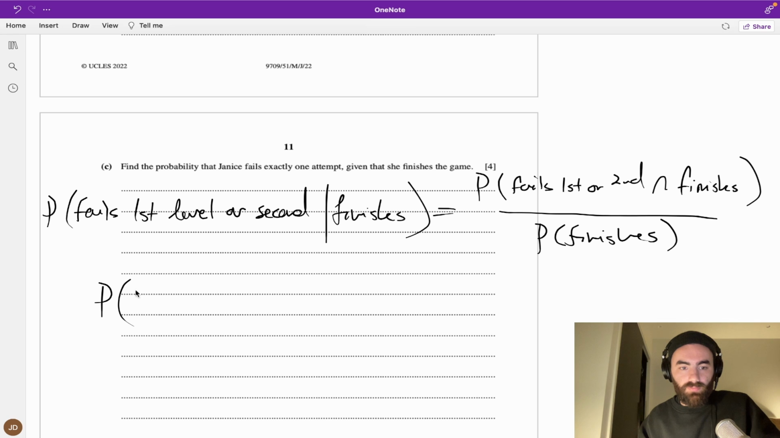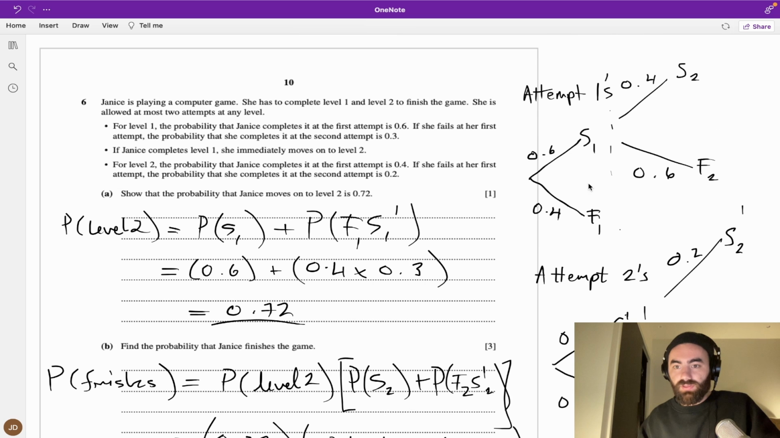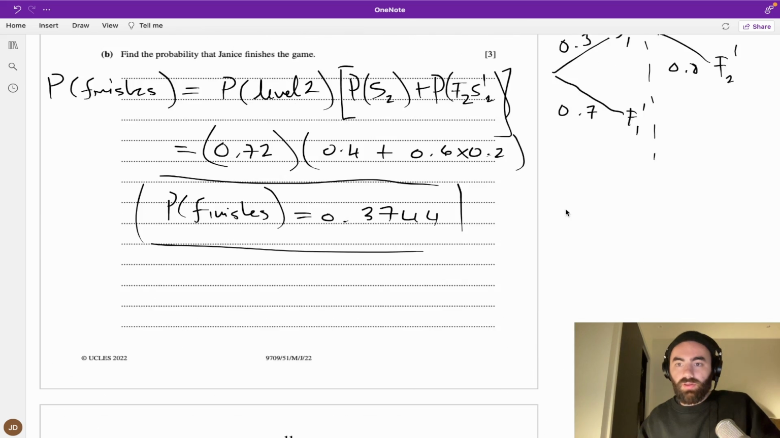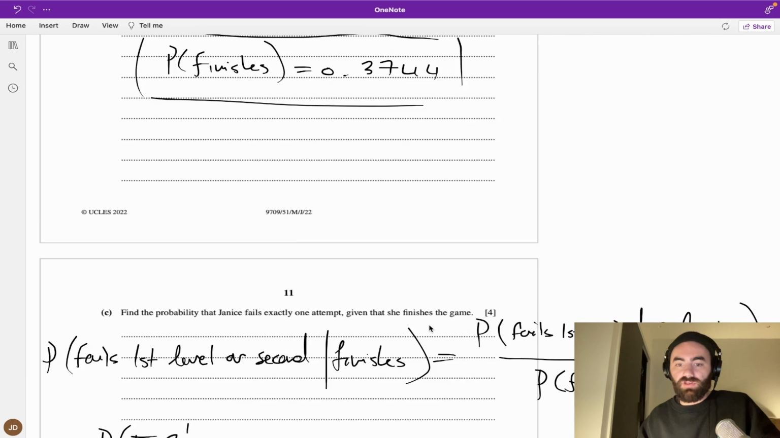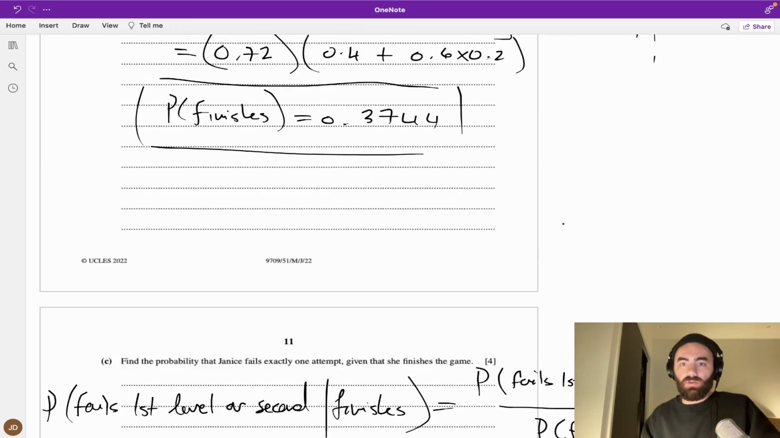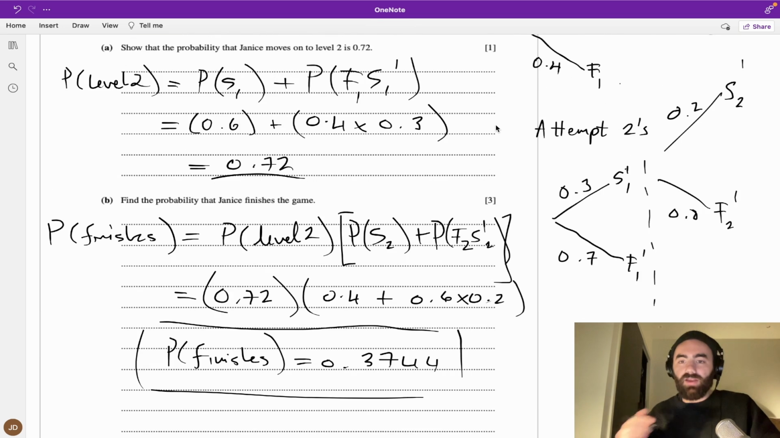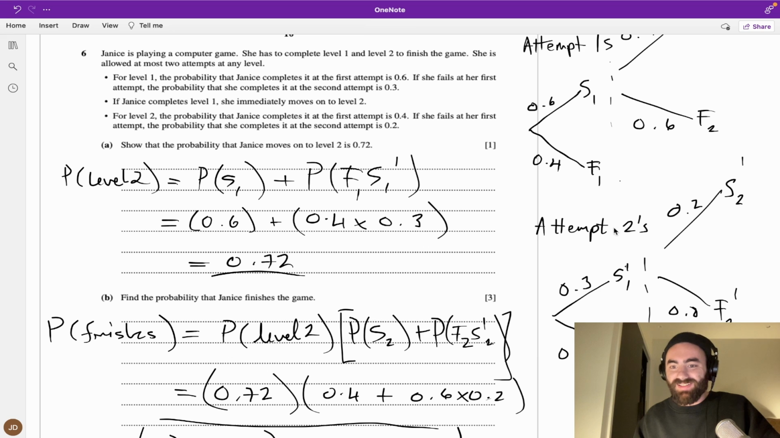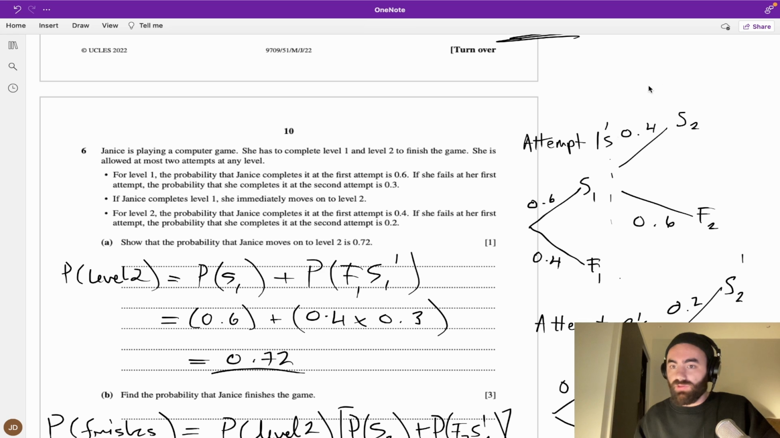So wait, fails on the first attempt, and then finishes. Well, she's failed on the first attempt, so then she's on to her second attempt of the first level, which is 0.3, so it'll be S1 dash, and then she succeeds again. That means she finishes overall. So she fails on the first attempt. Oh no, wait, and that'll be 0.4. Sorry. Right, so she fails on the first attempt. It's actually quite confusing. She fails on the first attempt, which is 0.4. She then succeeds on the second attempt of level 1, and then she goes to her first attempt of level 2, which is this.